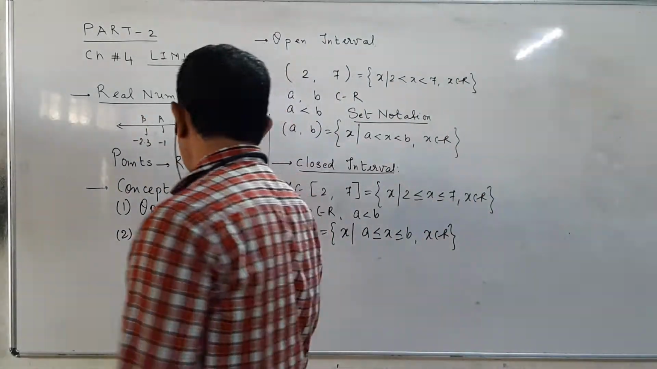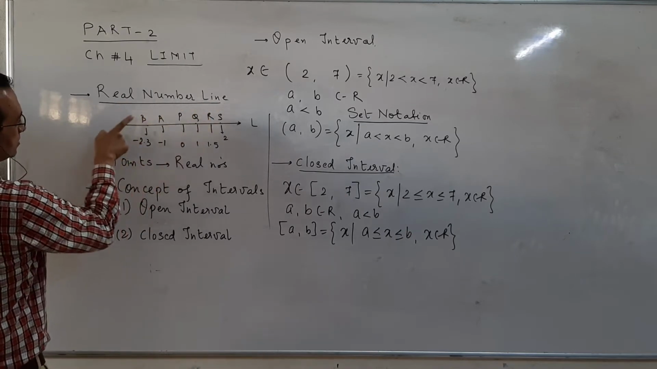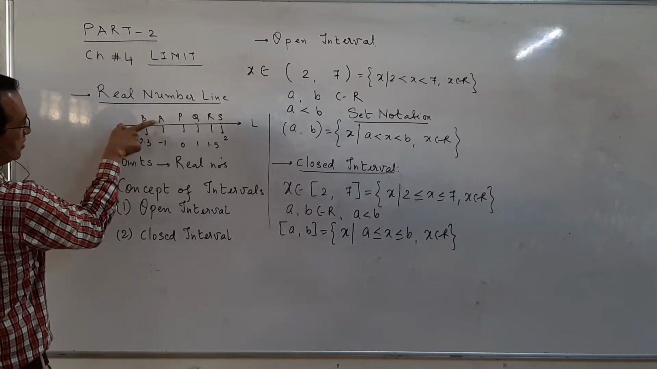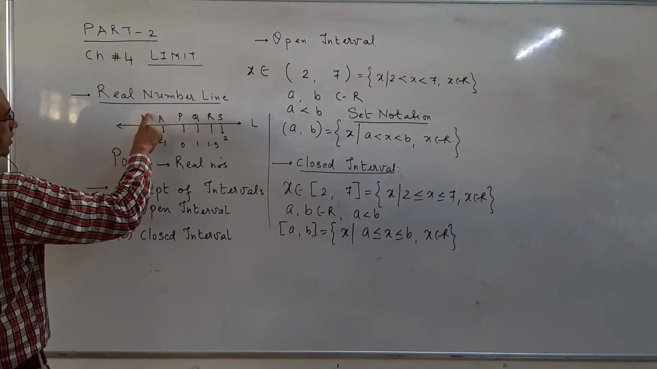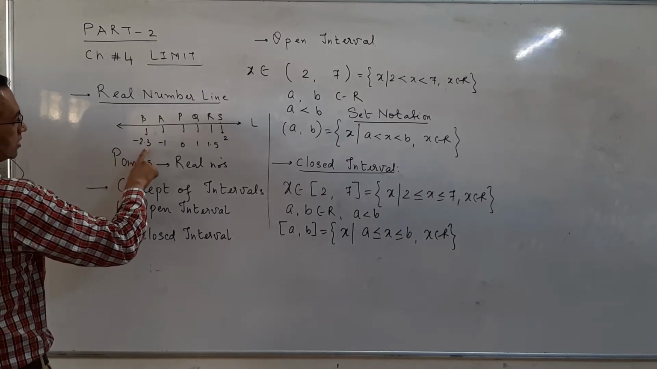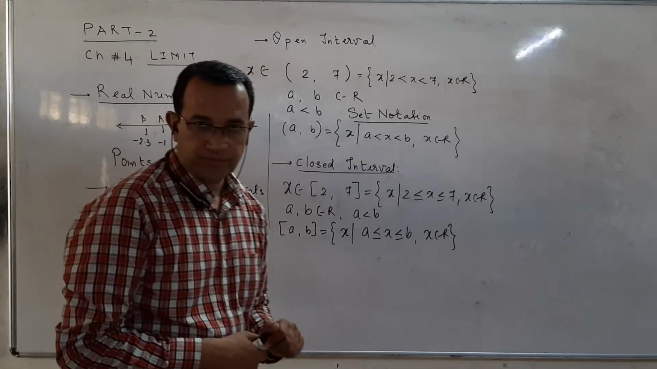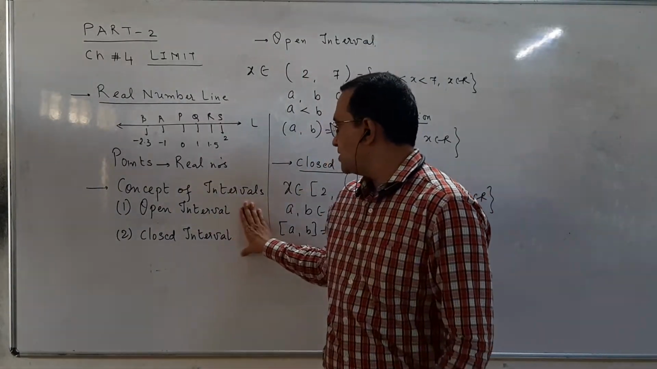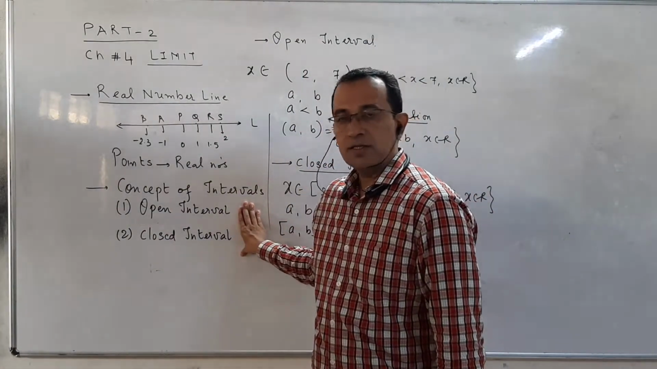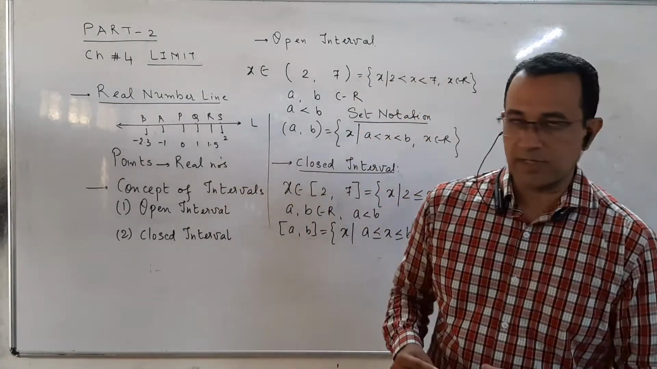What is a number line or real number line? On a real number line, there is a one-to-one correspondence between points on the line and real numbers. Every point is associated with a unique real number, or every number is associated with a unique point. In mathematics, students, we have basically two types of interval. First is the open interval and second is the closed interval.